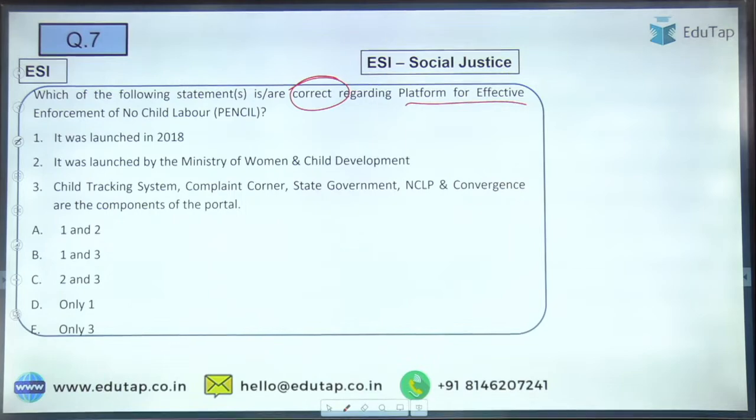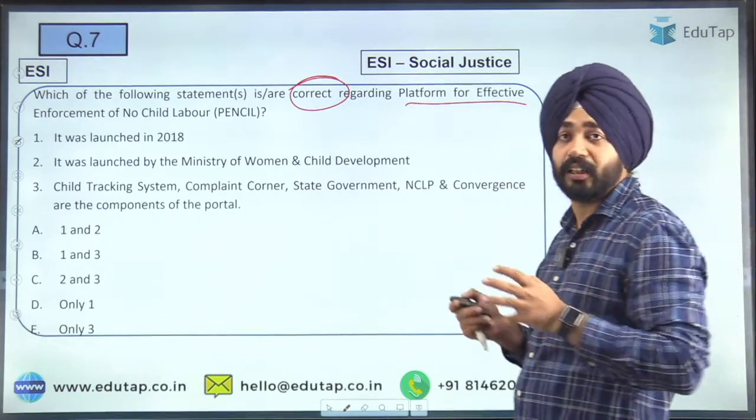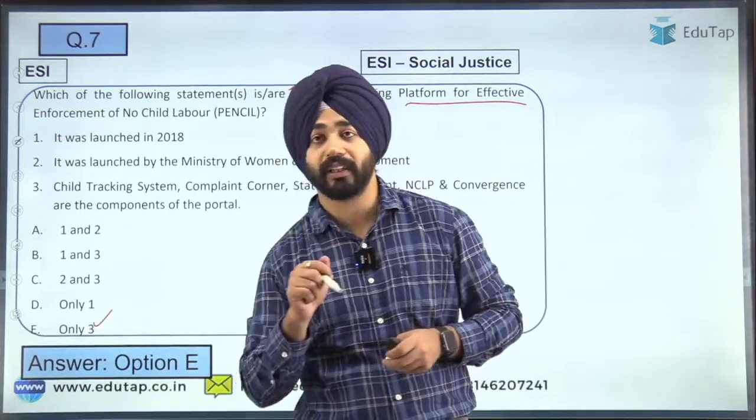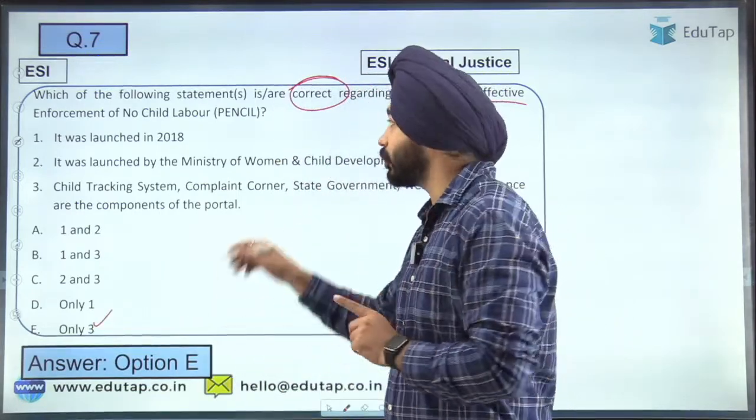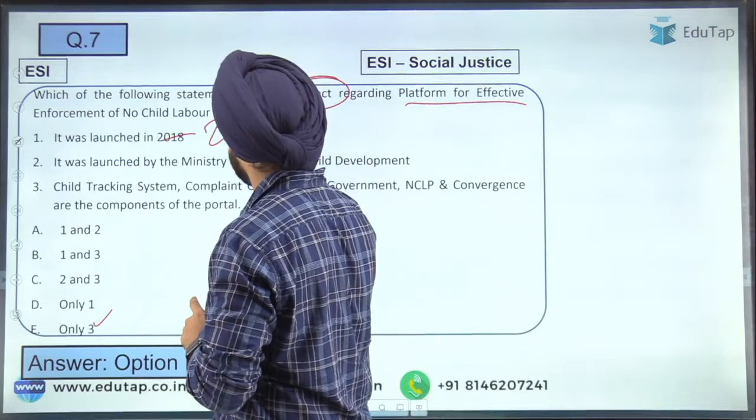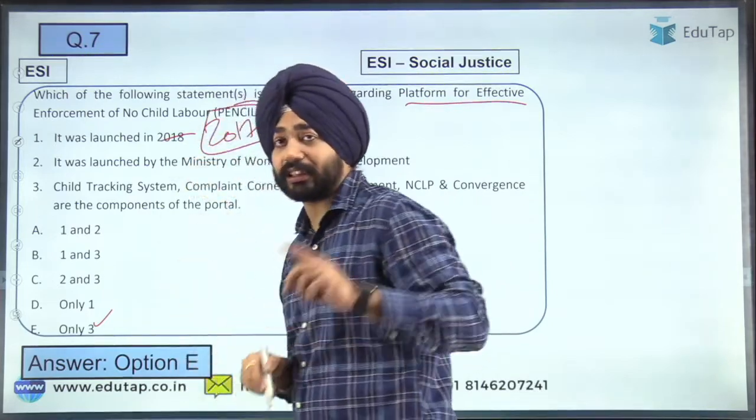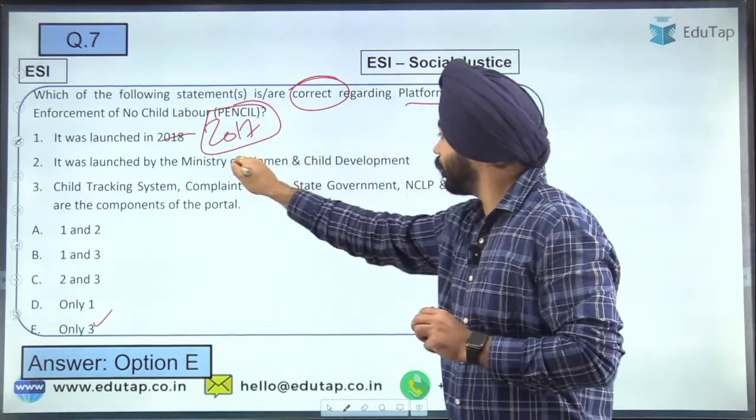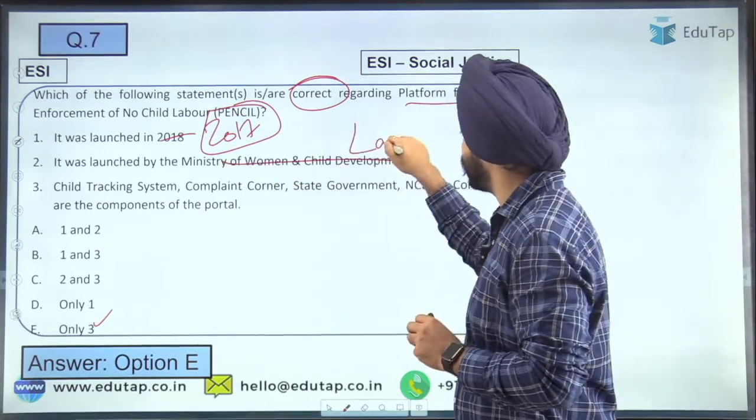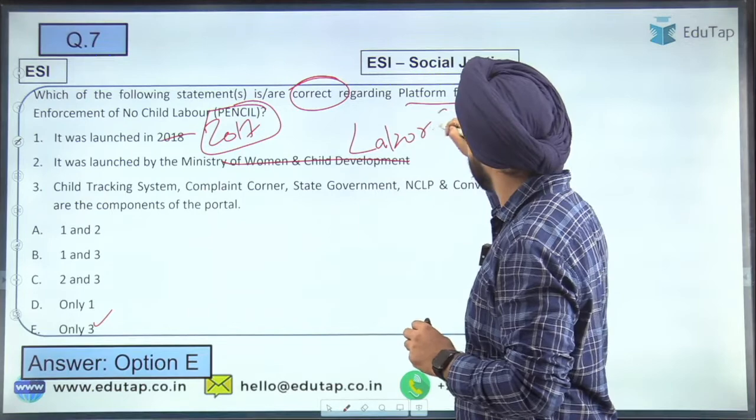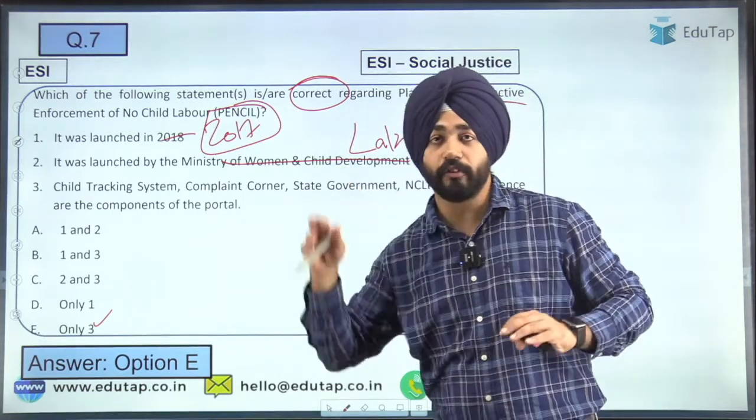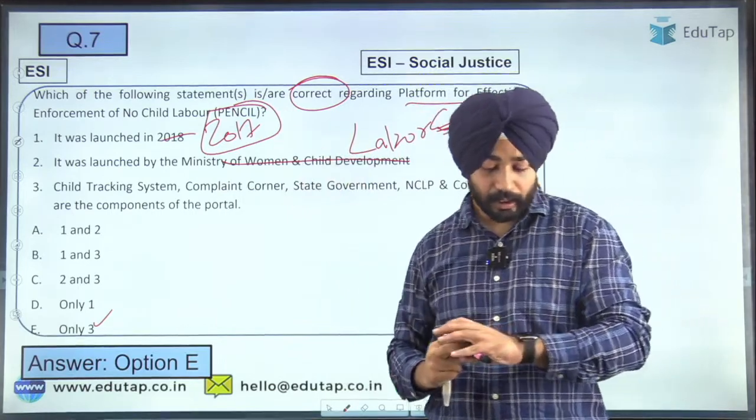So tell me what should be the answer here? The answer here will be option E, that is only 3, because it was not launched in 2018. It was launched in 2017. I told you, child labor, so it is not the Ministry of Women and Child Development. It is the Ministry of Labor. The Ministry of Labor is the implementing agency here.